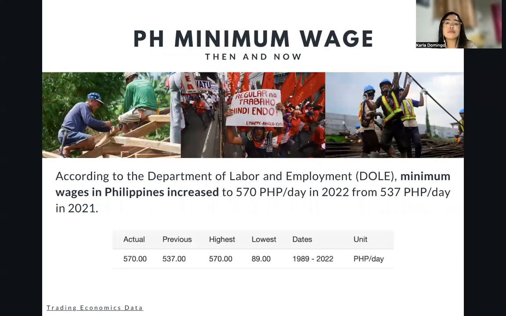According to DOLE, our minimum wage today has increased to 570 pesos from 537 pesos in 2021. Although little, this already means a lot for a majority of urban Filipino families struggling to make ends meet. We can also see here that we've come far from the lowest 89 pesos in 1989, because of how our economy has changed and progressed throughout the decades. But aside from our policymakers that made this happen, this was made possible as a lot of labor groups have rallied and called for this for years, which brings us to the next slide.